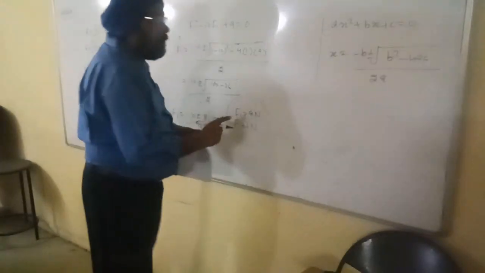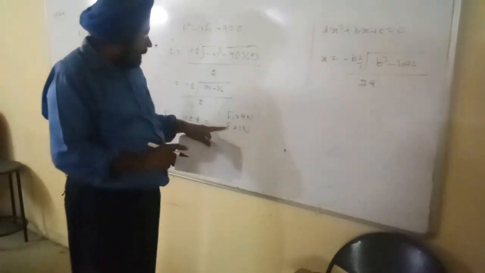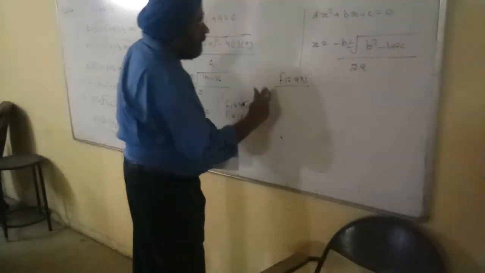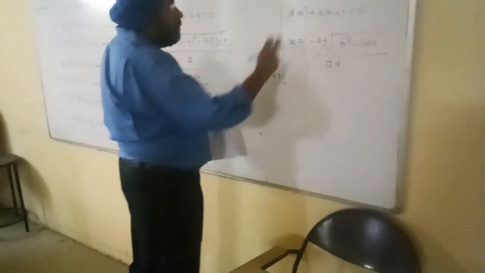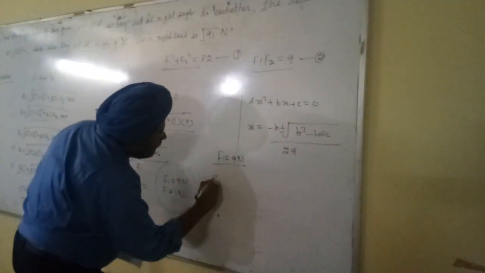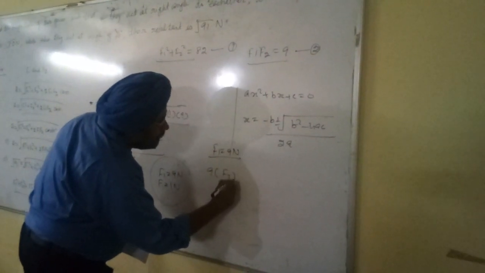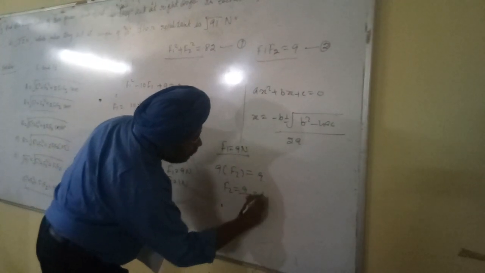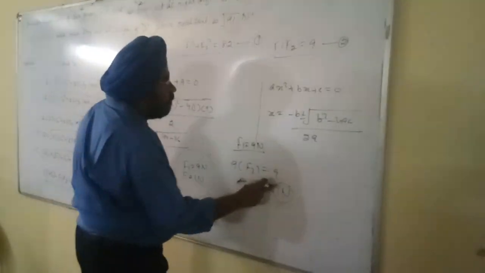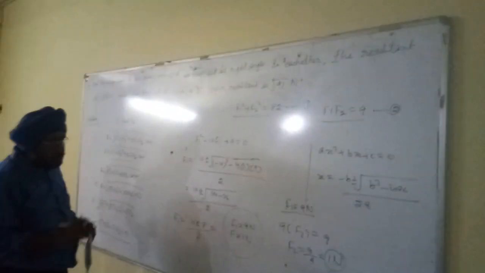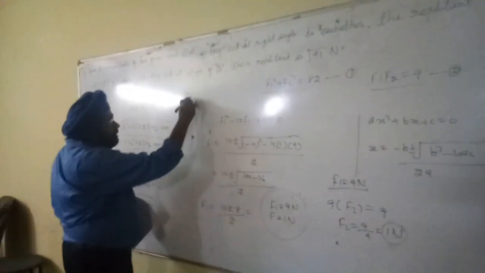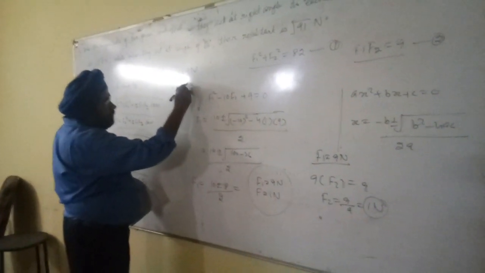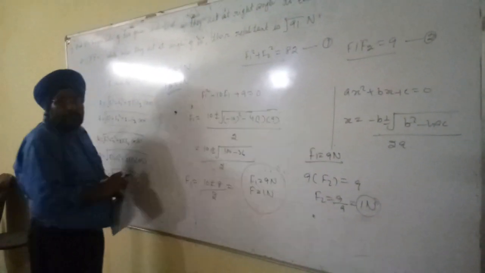So select any one value of F1. Take F1 equal to 9 Newton. Putting F1 equal to 9 Newton into the second equation, we get 9 times F2 is equal to 9. So F2 is equal to 1 Newton. So the two forces are: F1 is 9 Newton and the second force F2 is 1 Newton. Thank you.